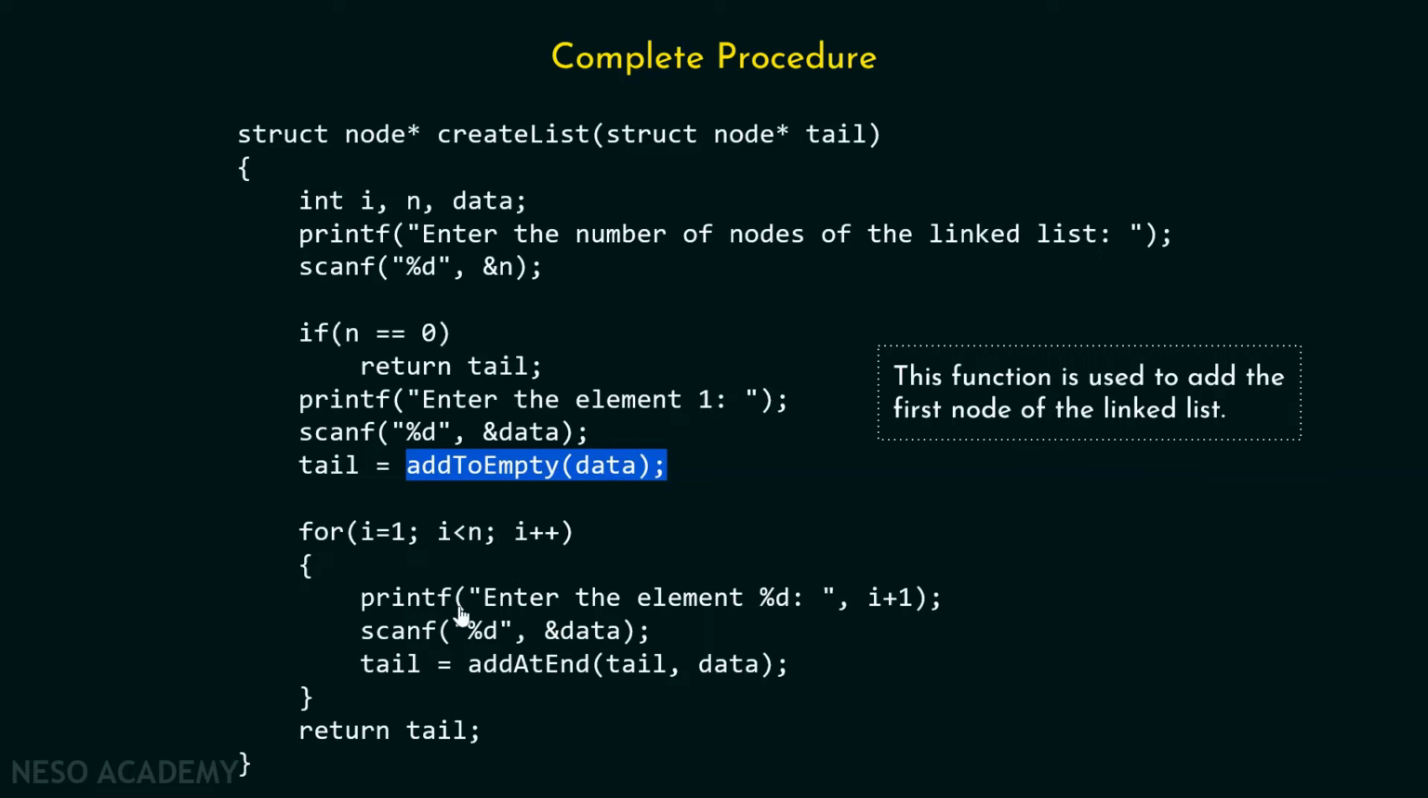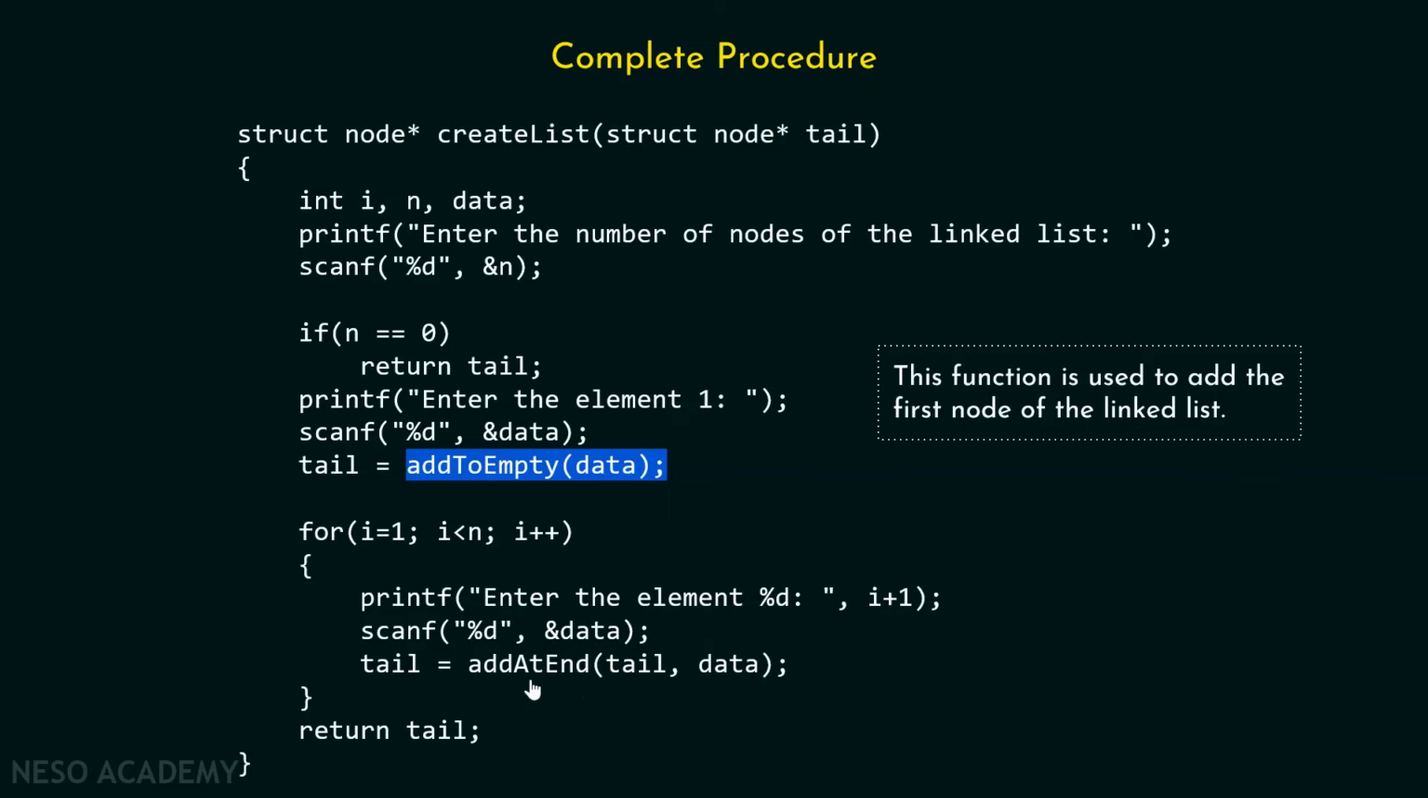Here you can see I'm calling this printf function to print this message, enter the element %d and colon. Now this %d will get replaced by i plus 1 at runtime. Here you can see currently if i is equal to 1, then this will get replaced by 2. That means I'm asking the user to enter the element 2. Now you can understand what is going on, right? After this, you can see I'm calling scanf function to store that element within this data variable.